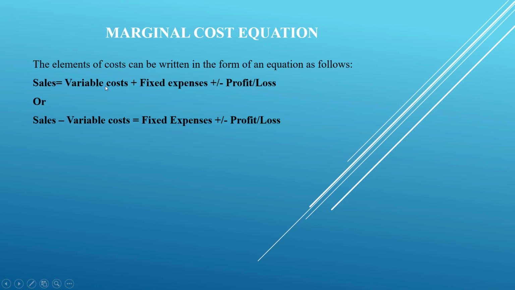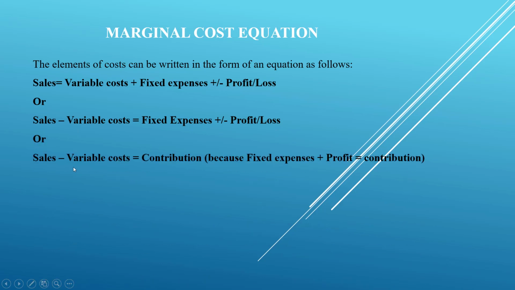Now the same equation can also be written in this way: sales minus variable cost. Here we have just put the variable cost on the left hand side. Sales minus variable cost is equal to fixed expenses plus or minus profit or loss. Again, plus denotes profit, and minus denotes loss.